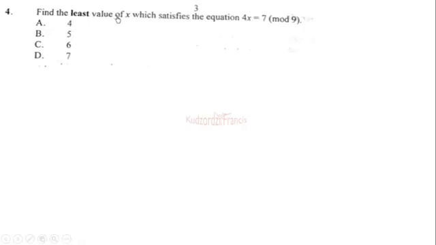Now we are supposed to find the least value of x which satisfies the equation 4x equals 7 mod 9. So I'm assuming it's a congruence relation. We are going to get 4x is equal to 7 mod 9. Now we find the greatest common factor of 7 and 9, and that will be equal to 1. So it means that we can express 9 in terms of 4, we can rewrite 9 as 2 times 4 plus 1.